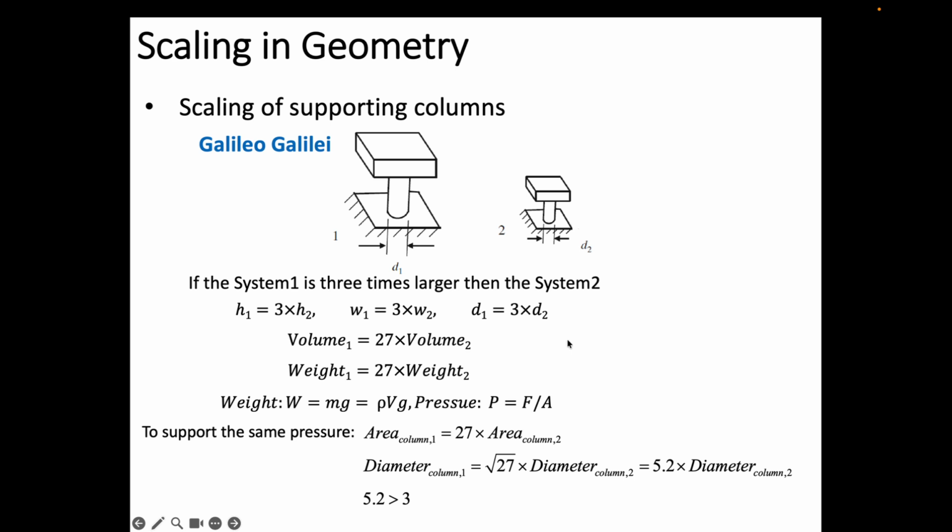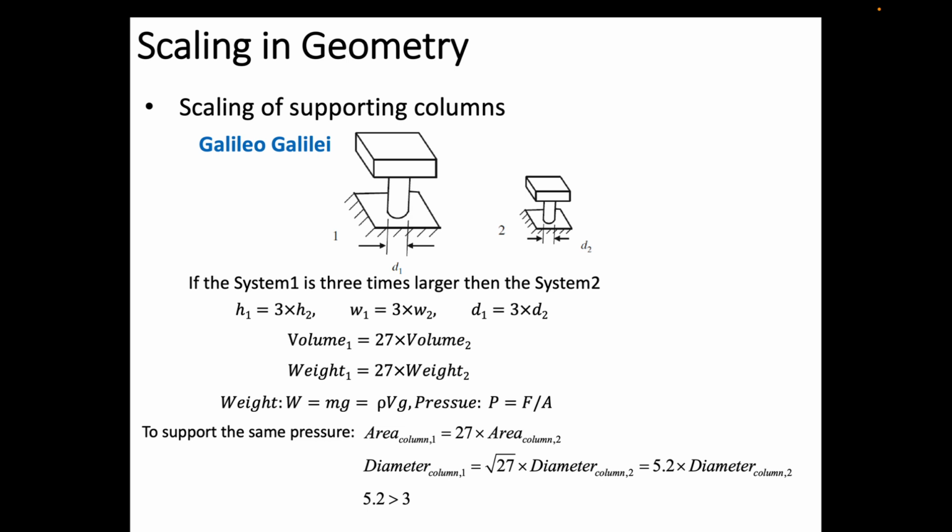Now imagine the pressure applied to this leg, this beam. Pressure is force divided by area, and the force is essentially the weight. In order to withstand the same pressure, the area has to be 27 times larger. Are you guys following here?